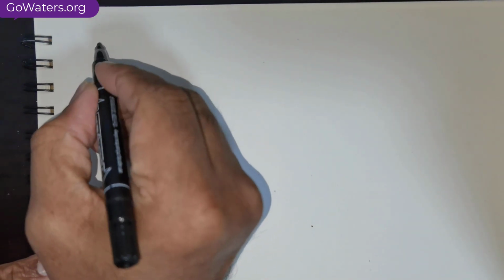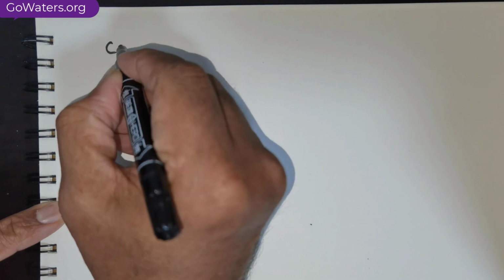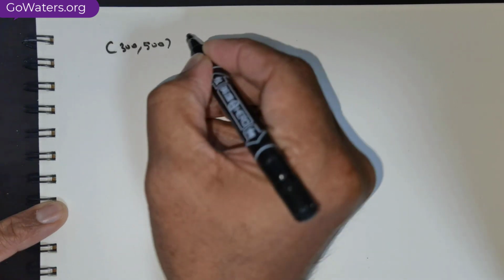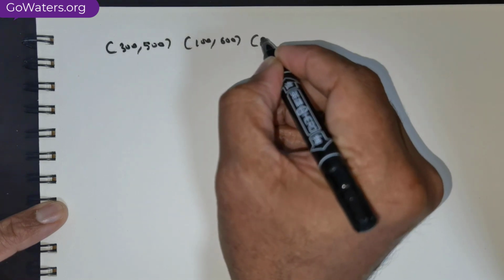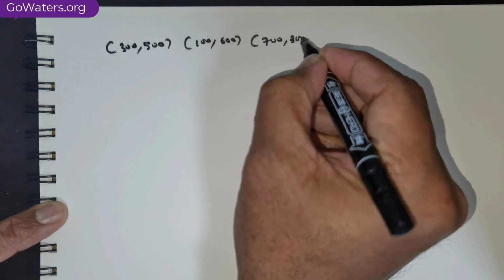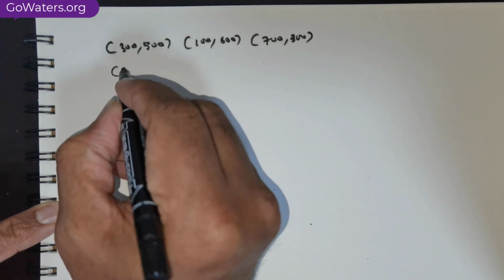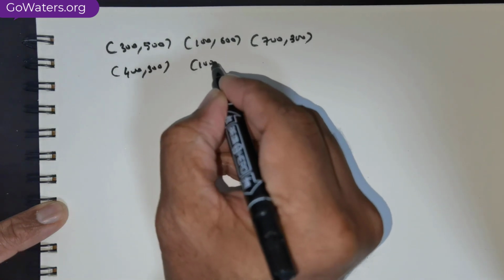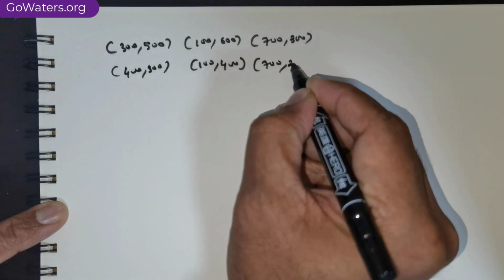Now let me write down the coordinates for the first system, and that would be 300, 500, 100, 600, 700, 300. And for the second equation, it's 400, 300, 100, 400, and 700, 200.